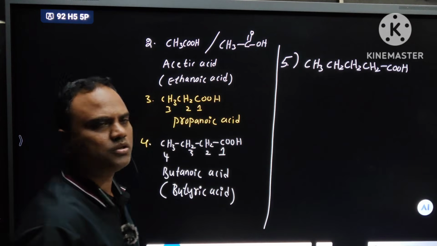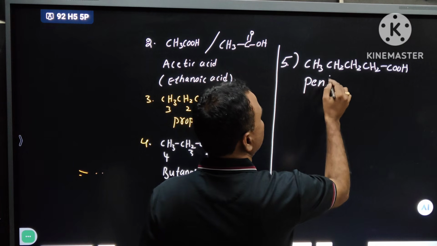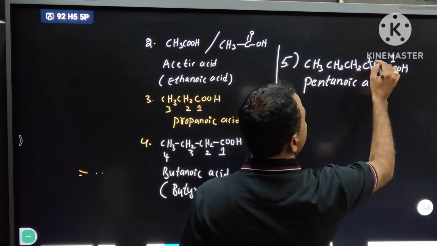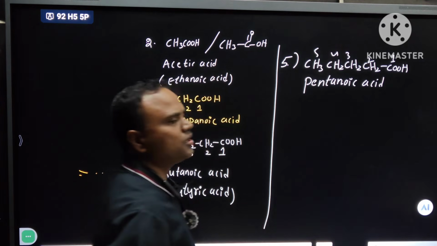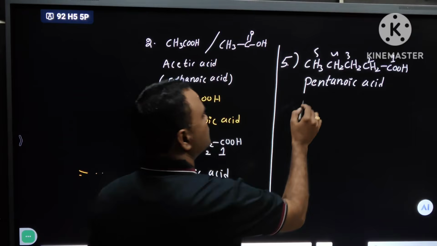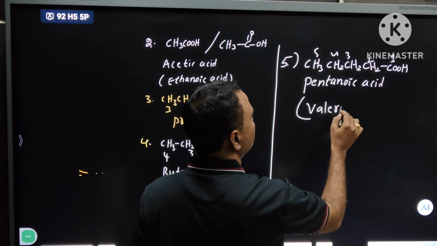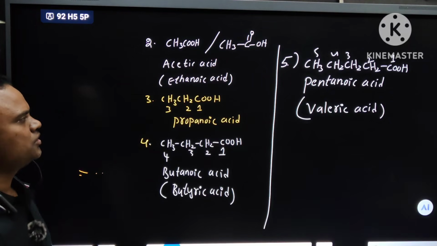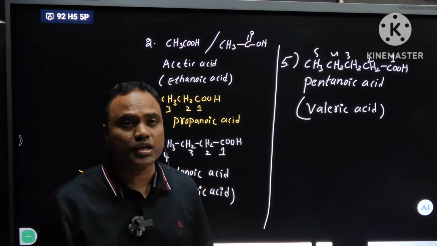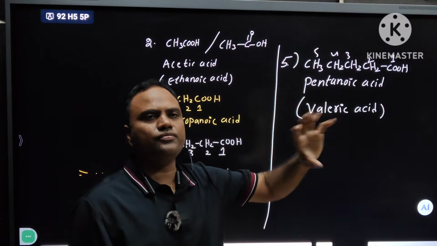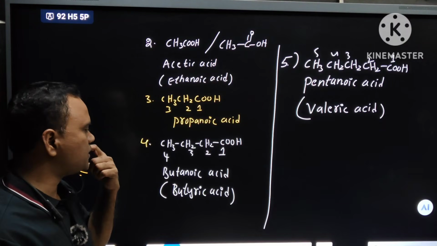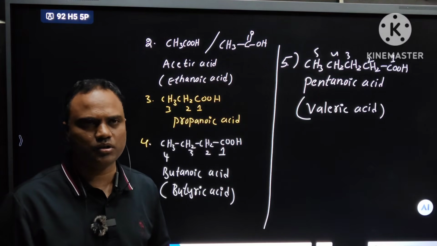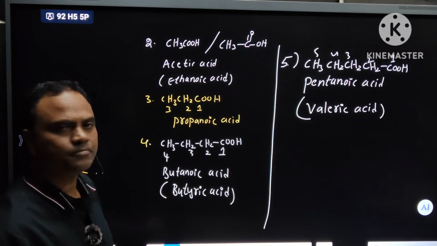If 5 carbons are present, for example, if you have 5 carbons like this, the IUPAC name is pentanoic acid, no doubt. What is its name? Pentanoic acid, because we have 5 carbons: 1, 2, 3, 4, 5. Its common name is valeric acid. Which carboxylic acid is called valeric acid? Carboxylic acid with 5 carbons. Which carboxylic acid is called butyric acid? Carboxylic acid with 4 carbons. Clear? Any doubt in this?